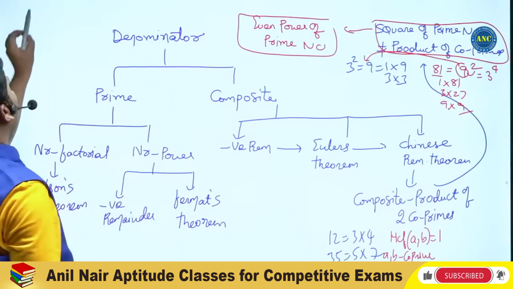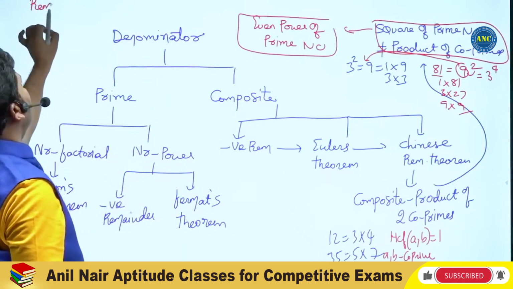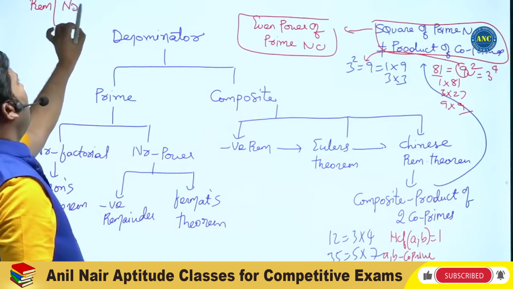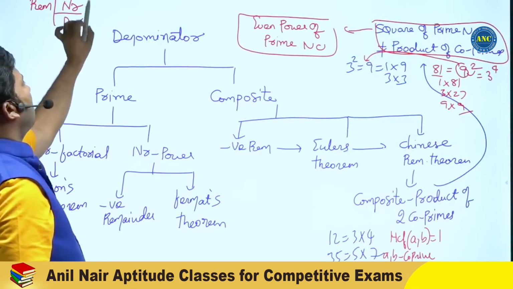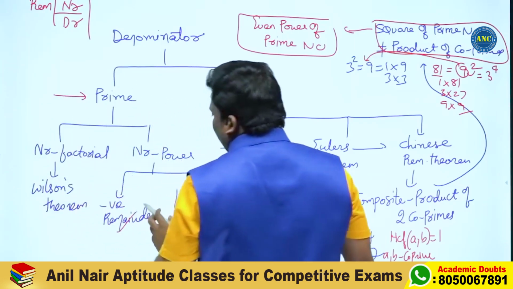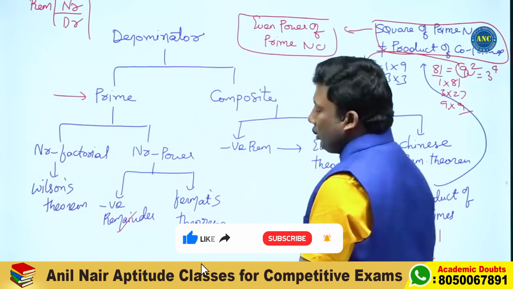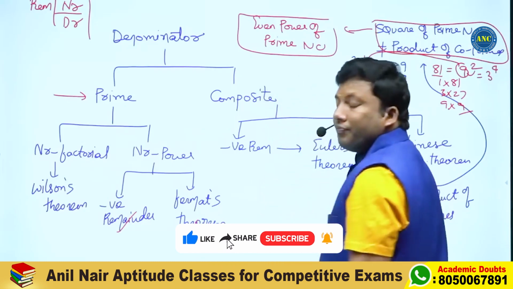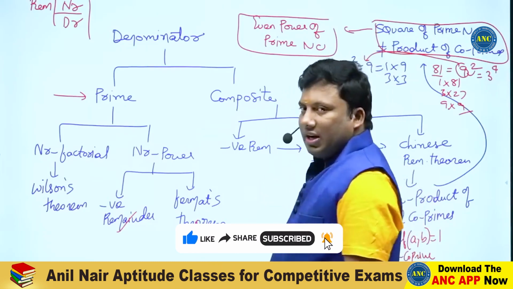This is the flowchart to solve remainder problems. Whenever you find remainder problems, ask yourself this question. Is the denominator a prime number? Use the negative remainder. If the numerator is not factorial, and it is taking more time, use Fermat's theorem.